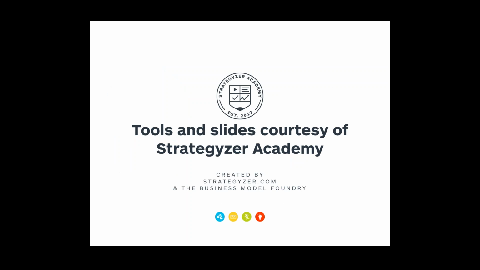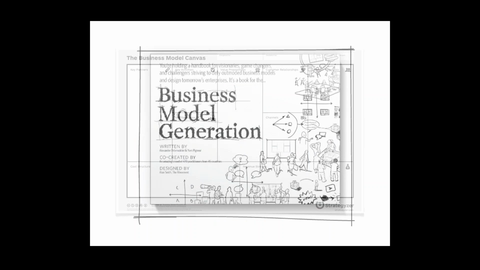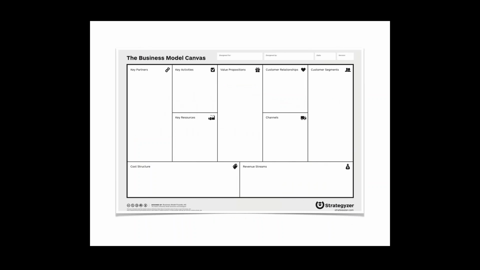So as Elena mentioned, I do a lot of work with an organization called Strategizer, and so all of the tools that I'll show you today, and a bunch of the slides, in fact, are coming to us courtesy of Strategizer Academy. And Strategizer is responsible for this book, The Business Model Generation. Many of you have probably seen it, or at least heard about it. The Business Model Generation really kicked off an entire movement around business model design and development. And in the book, there's a phenomenal tool, the Business Model Canvas, which is made up of 9 building blocks, and I'll talk to you about those in a little bit here.